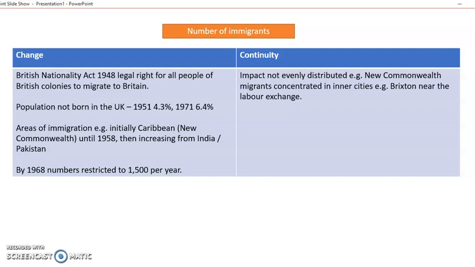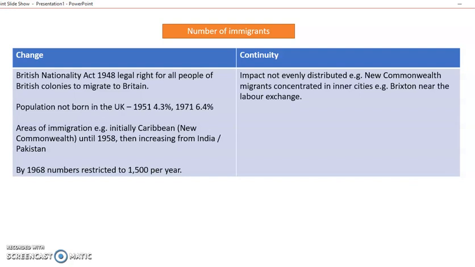One of the changes, though, definitely you might want to mention is where immigrants are coming from. Initially, in the second wave of immigration, it was coming from the Caribbean, what were described as new Commonwealth countries, or otherwise known as the Windrush generation until 1958, and then increasingly from India and Pakistan. But we talked about building in nuance, and by 1968 the numbers had been restricted to 1,500 per year. So that change starts to slow down as we get into the late 1960s and definitely going into the 1970s.